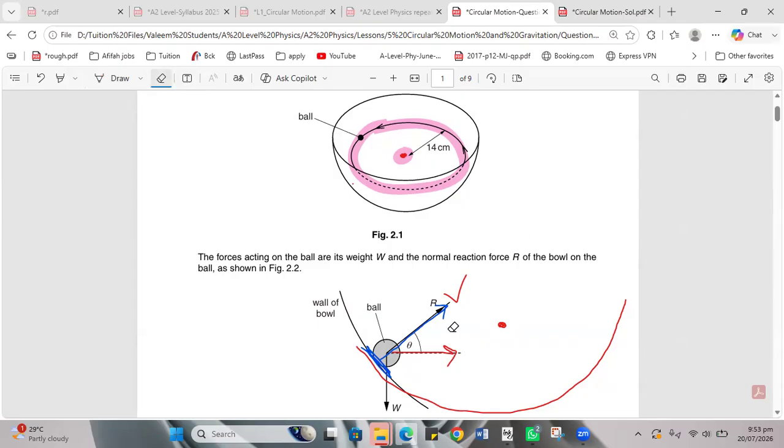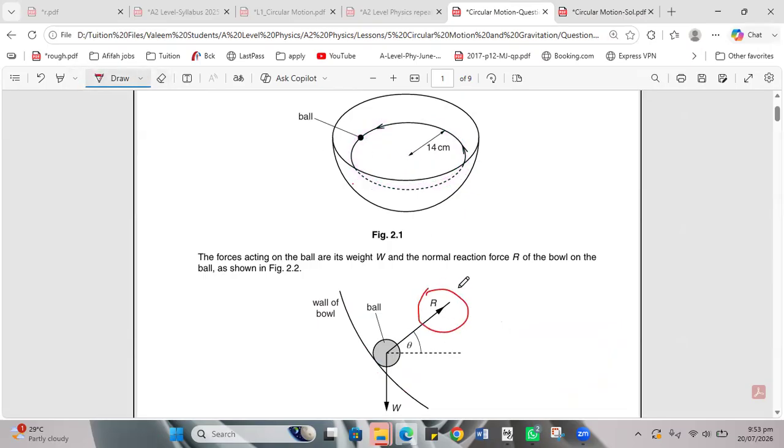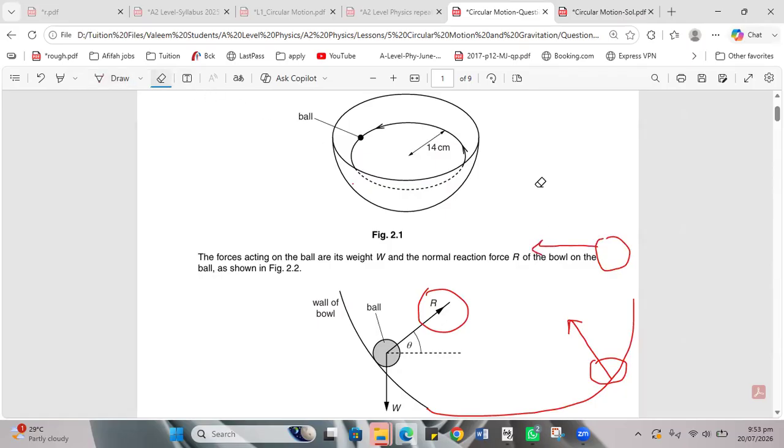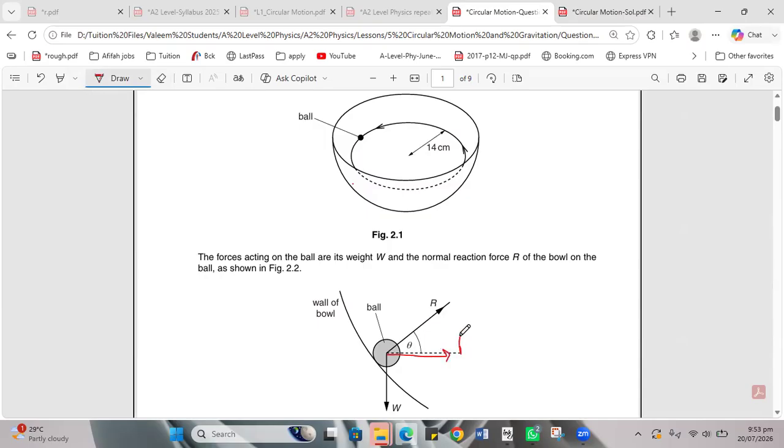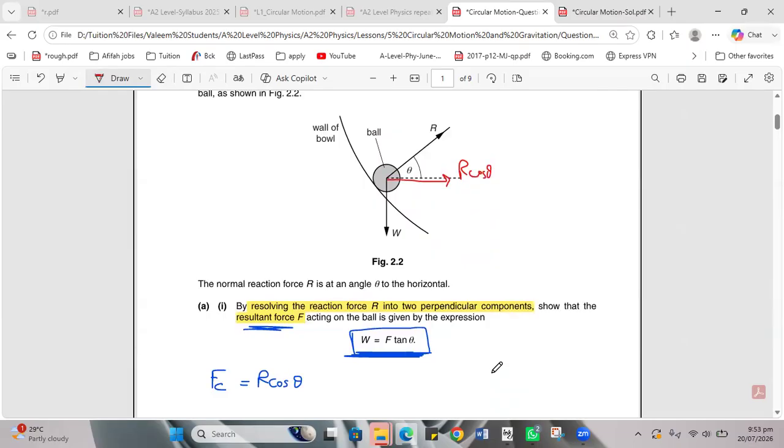The direction of R cos theta is not going to change. It will remain horizontal. But R is changing at every point. Now let me say when the ball is over here, the direction of R will be something like this. When the ball is over here, the direction is now horizontal. But the horizontal component will always remain horizontal. So that's why we took R cos theta as the centripetal force. Does it make sense? Oh, yes. All right. Okay.